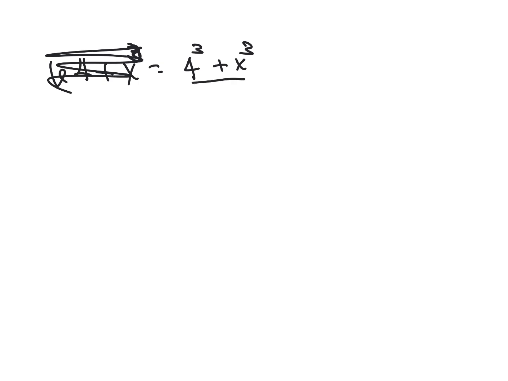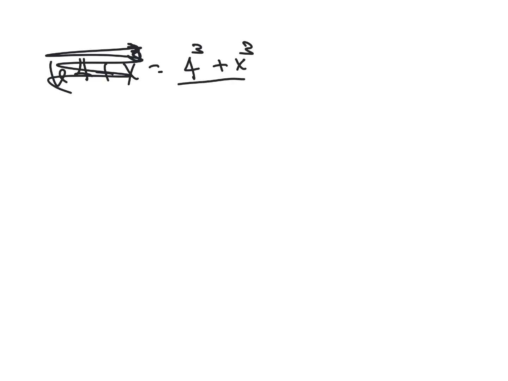And we're done. So when I have something like 64 plus x cubed, I'm going to rewrite this as 4 cubed, 4 times 4 is 16, 16 times 4 is 64, plus x cubed. Then I can ignore all of this and just look at that.